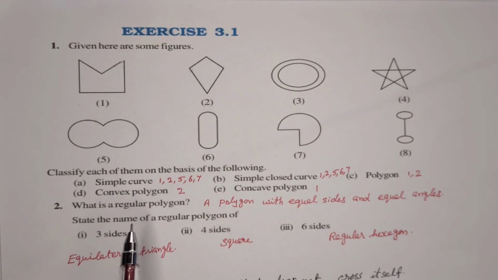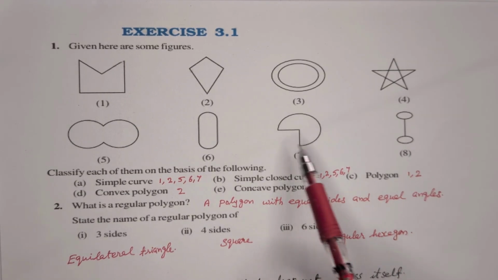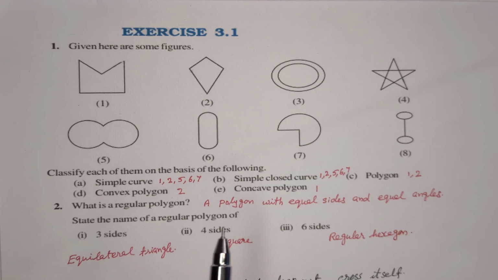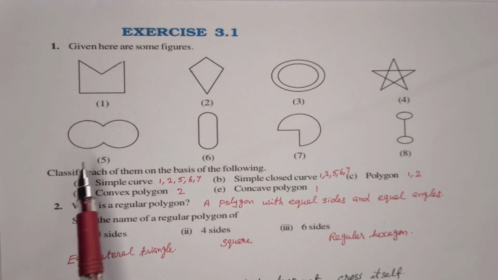Exercise 3.1. Classify each of them. First is simple curve. A simple curve is a curve that does not cross itself. Then simple closed curve. In a simple closed curve, the shapes are closed by line segments or by a curved line. So here we can see simple curves 1, 2, 5, 6, 7.